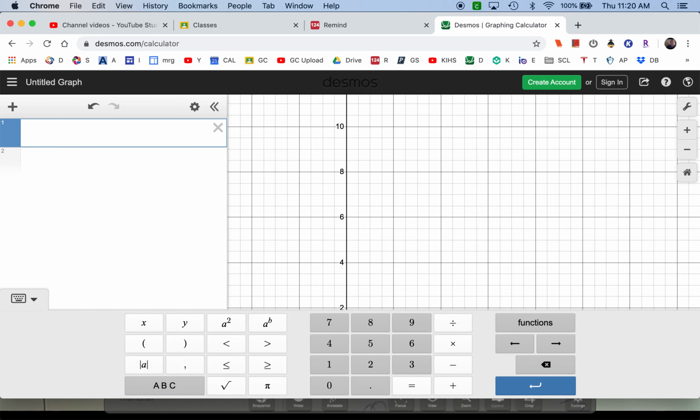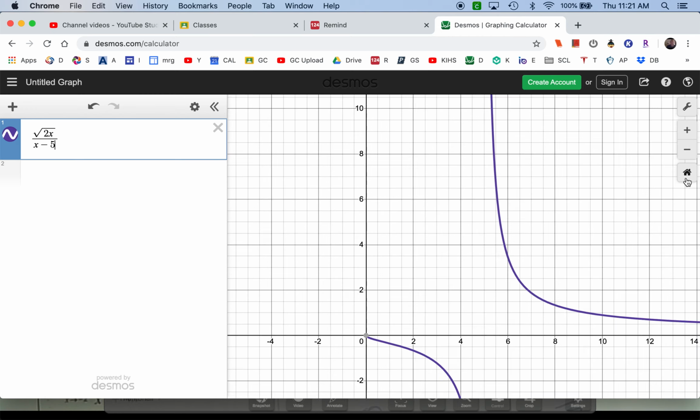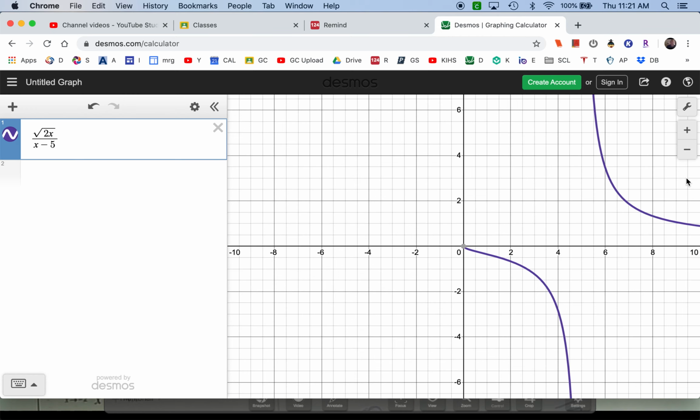Can you find a limit off a graph? The square root of 2x, and then in the denominator, x subtract 5. I'll click home on this one, get it centered. The question is, as x approaches 8, notice the answer there, 1.3 repeating. That's another way of saying 1 1/3 or 4/3. So we're going to write that answer down. So 1.3 repeating, or 1 1/3. That's what the y value is.